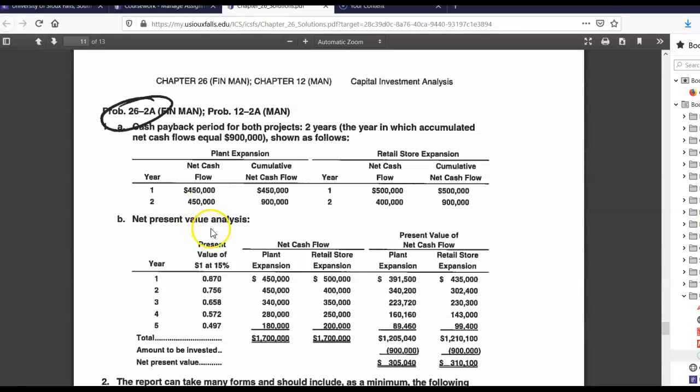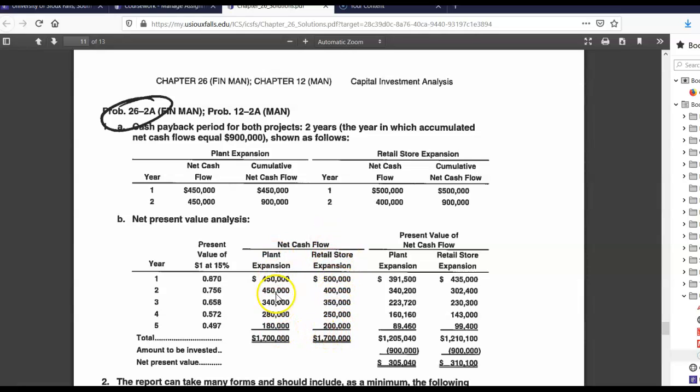Net present value, again, this is similar to the previous problem where what they do here is notice very clearly no cash flows are the same. So that's different every year. Same with this one. The two comparisons, plant expansion or the retail store expansion.